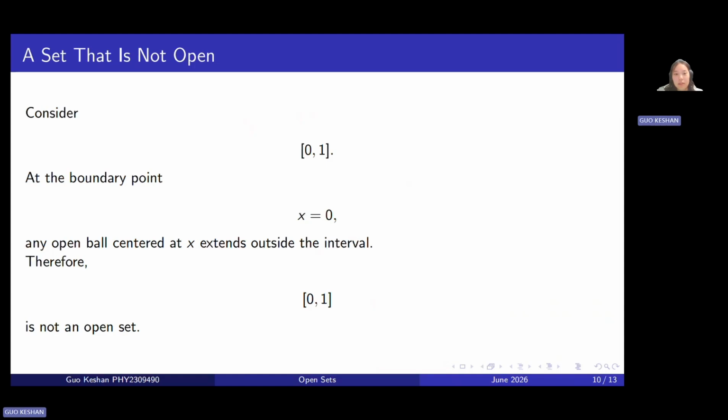Look at the endpoint 0. No matter how small the radius is, an open ball centered at 0 always extends to the left of 0. Therefore, the neighborhood cannot be completely contained in the interval, since even one point fails the definition. The set 0, 1 is not an open set.